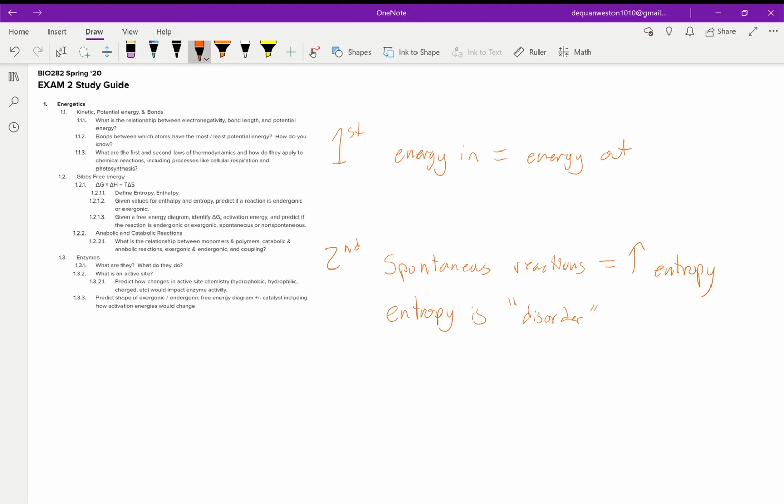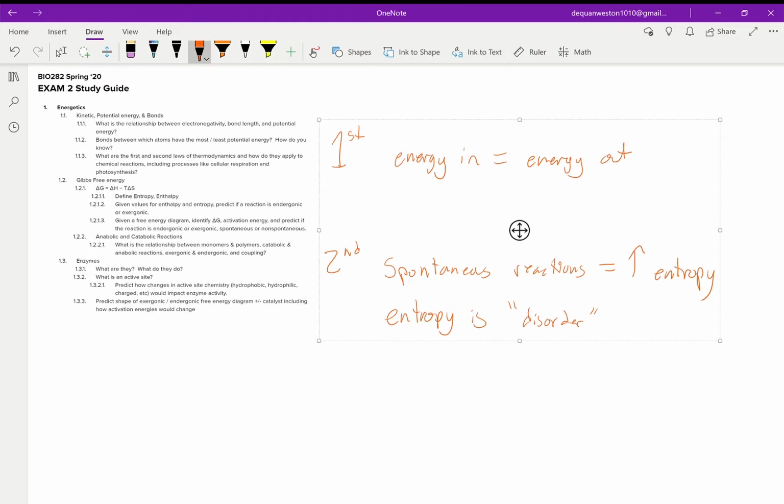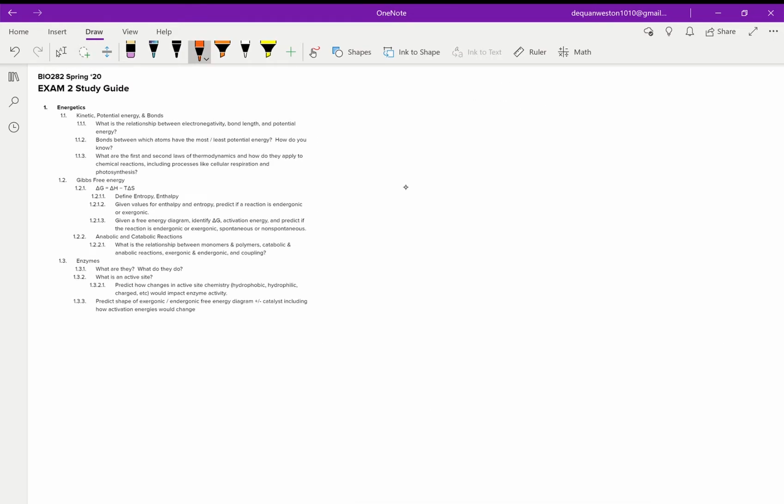So we're going to go into macromolecules and subunits. Oh no, we're going to do a free energy diagram real quick, just so you guys can check that out. Okay, so this is a free energy diagram. We have delta energy, which is just a change of energy, and I'll draw a couple reactions.